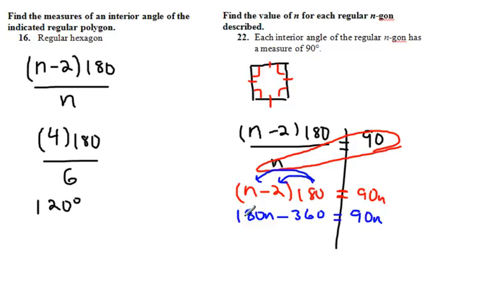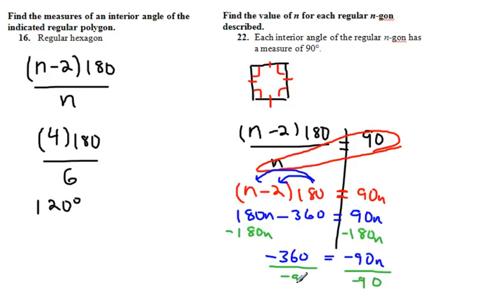How do we solve this? We'll take away 180n from both sides, and we'll come up with negative 360 equals negative 90n. Then we divide both sides by negative 90. Lucky for us, negative divided by negative, n is equal to 4. A 4-sided regular figure. Oh, it's the square we started with. But this is how to work out the algebra, because it won't always be as simple as that.